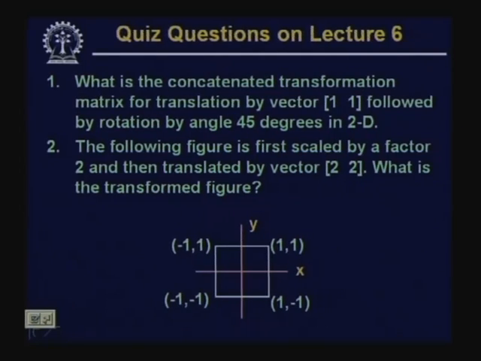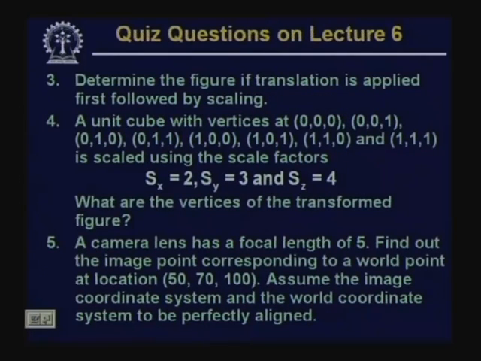The second question is, here there is a figure, a square with 4 corners. If this figure is first scaled by factor 2 and then translated by vector 2 2, what is the transformed figure? Third question, determine the figure if the translation is applied first followed by scaling.